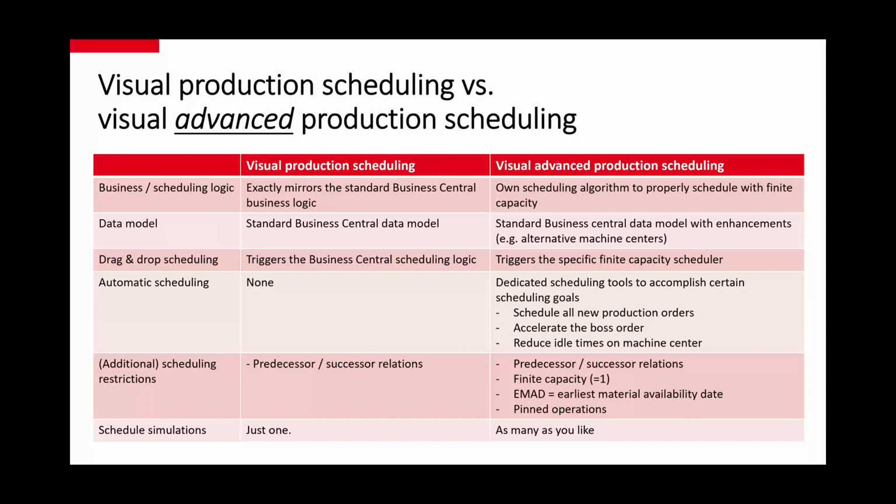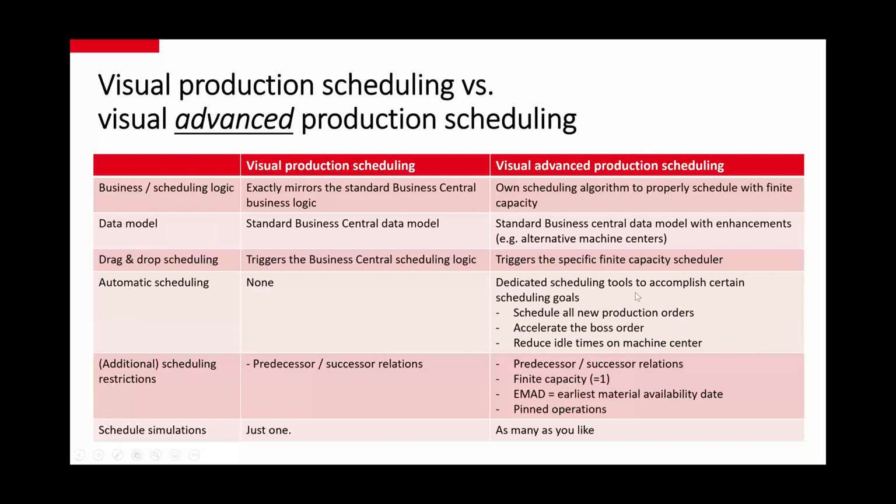What we do, and what we think is the best way to achieve visual advanced production scheduling, is not to have this magic button that does everything, and then you most likely do not understand what is going on because there's very sophisticated mathematics taking place. But we believe in giving you dedicated scheduling tools to accomplish certain scheduling goals. So we want to give you one button that helps you to efficiently schedule all new production orders. We want to give you another button that helps you to accelerate the boss order. We want to give you another button that helps you to reduce the idle times on certain machine centers, and so on and so forth. So we have dedicated actions that you can kick in to achieve dedicated goals.